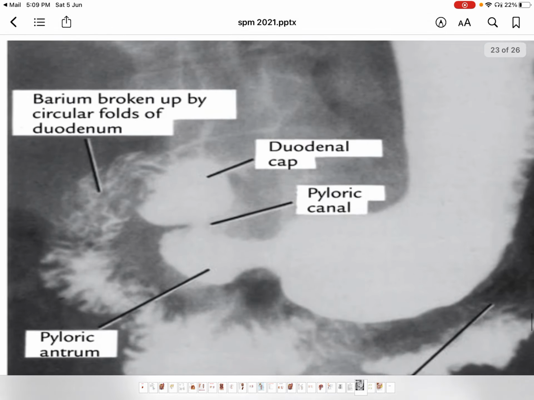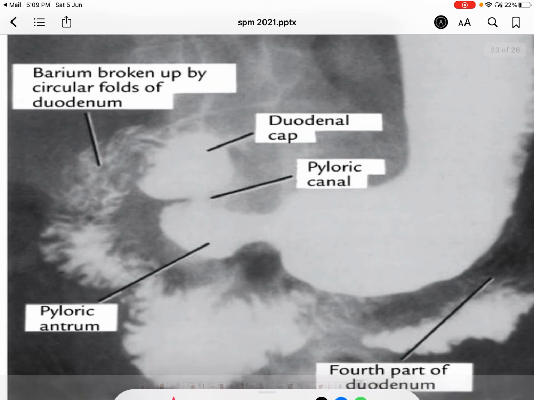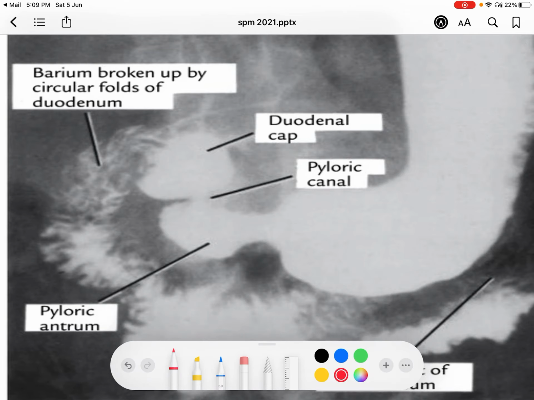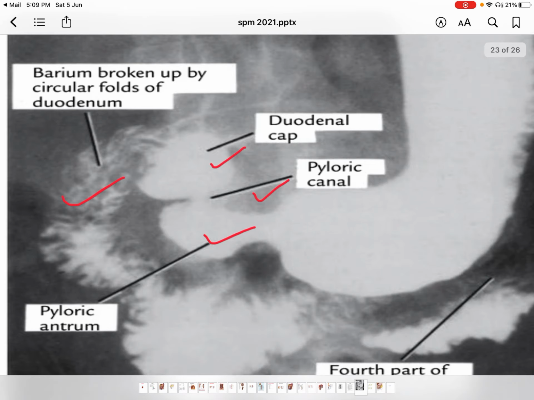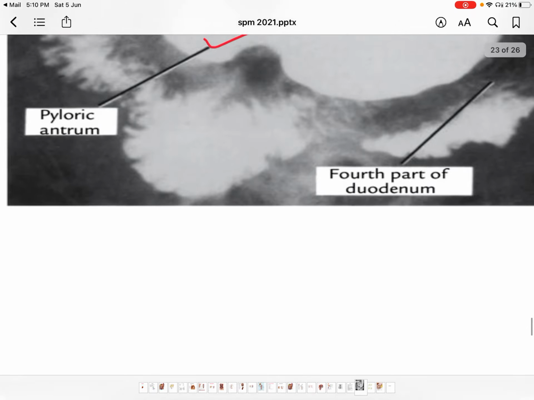In this diagram, you can see the duodenal cap. This is the pyloric canal, the pyloric part of the stomach, and this is the duodenal cap. In case of a duodenal ulcer, there is filling of the ulcer crater in this region, and a broken circular fold of the duodenum. The referred pain arising from the duodenum is localized and referred to the central epigastric region.